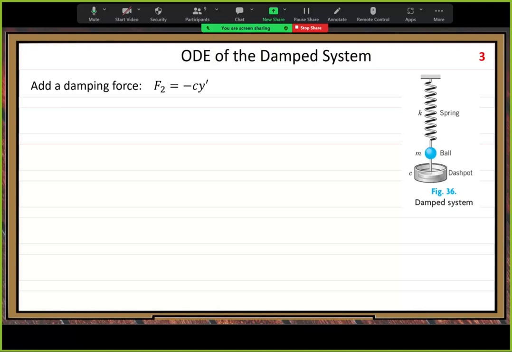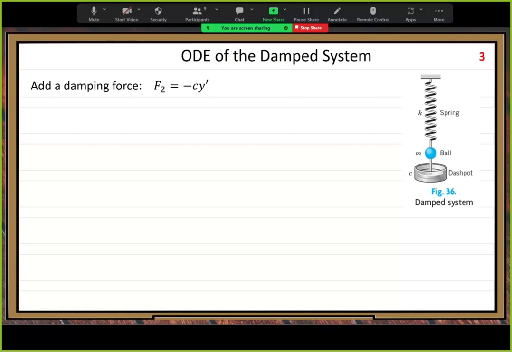Y is the displacement function. Its derivative is the velocity of the ball. Now you can see, when you apply the damping force, it slows down the velocity, because it is negative: you apply it in the opposite direction of the motion.